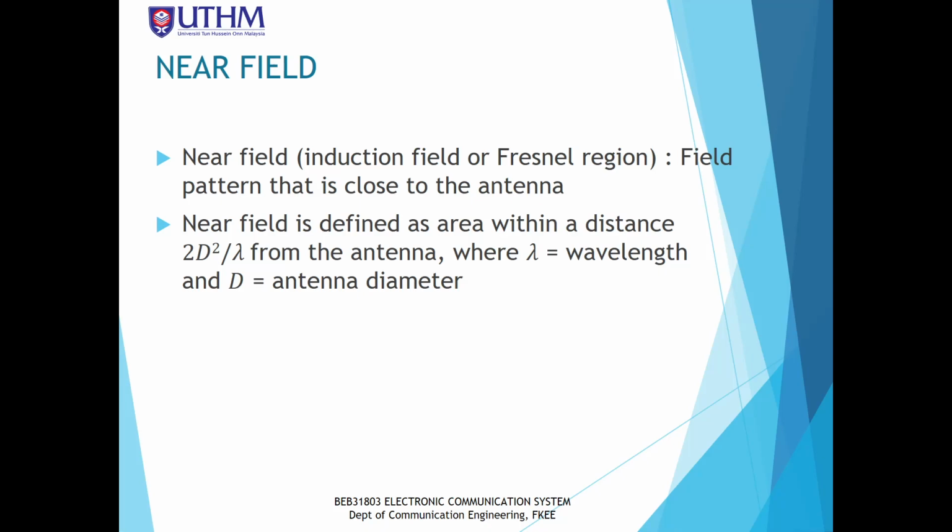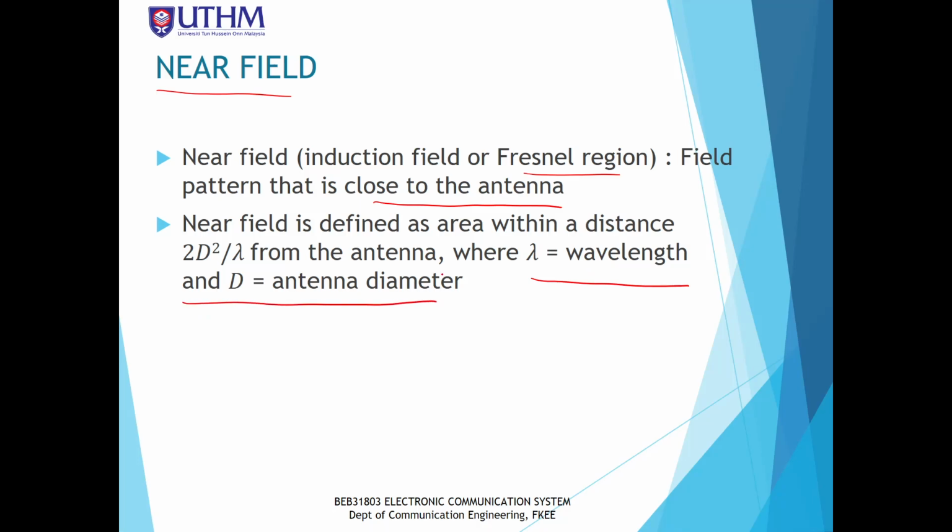And then we have another one, what we call the near field region. Okay, tadi far field, now is the near field. The near field region is also known as the Fresnel region. Okay, so the near field region is where the field pattern is close to the antenna. So this is the region that is very close to the antenna. Okay, kawasan yang berhampiran dengan antena tersebut. So the near field region is defined as the area within the distance 2D squared over lambda from the antenna, where lambda is the wavelength and D is the antenna diameter.